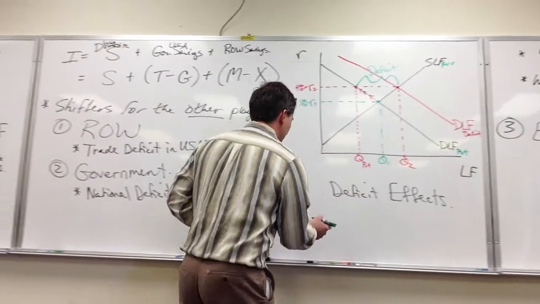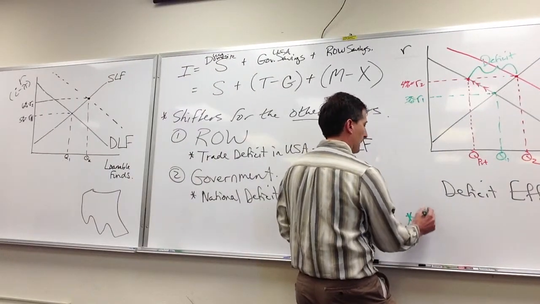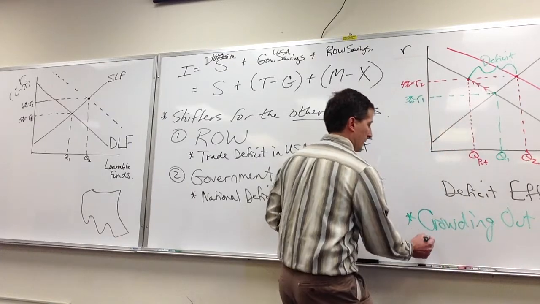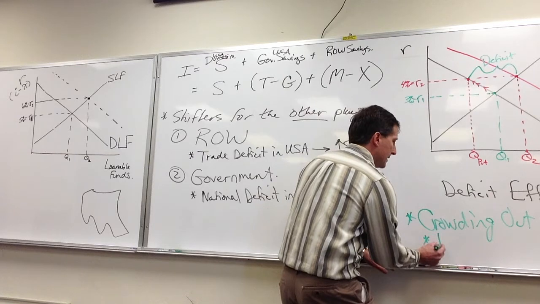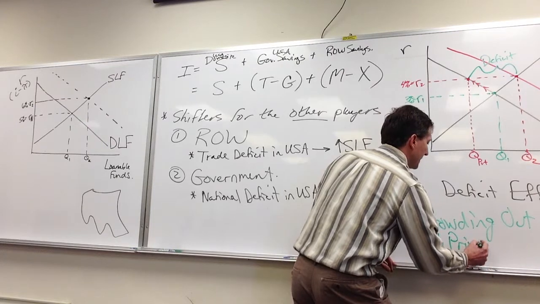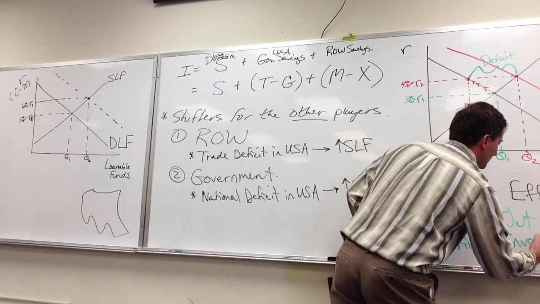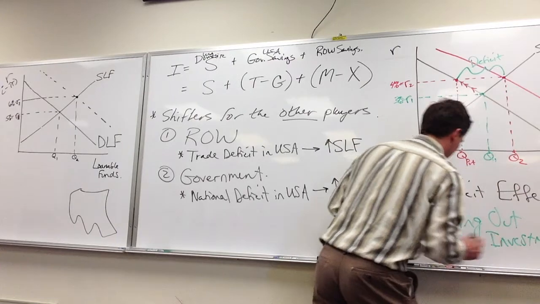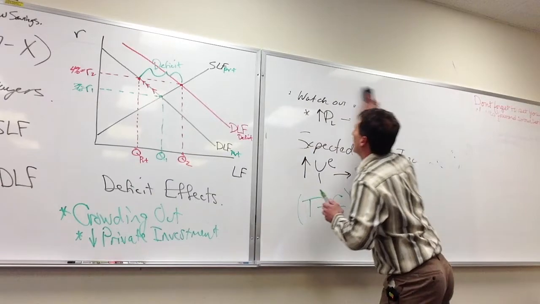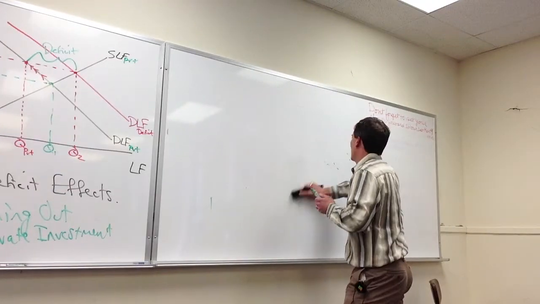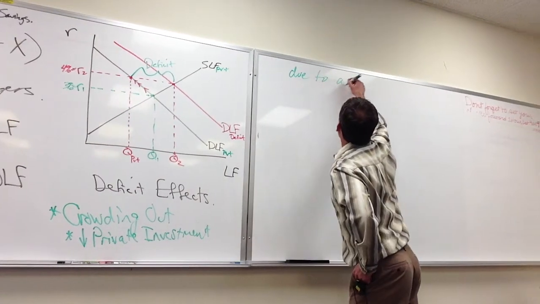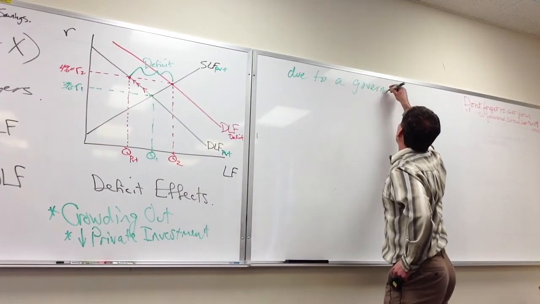All right, so we got to write down here crowding out. This is a big one. So crowding out is the decrease in private investment. Remember, when we use the word private, we're thinking about those private companies. A decrease in private investment due to a government deficit.